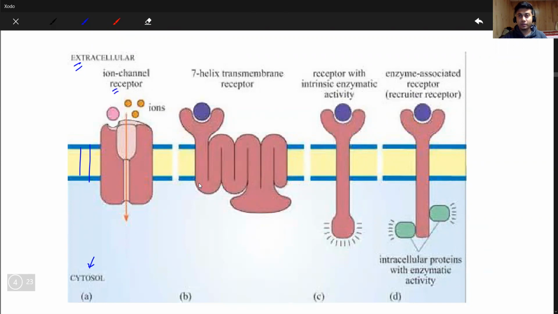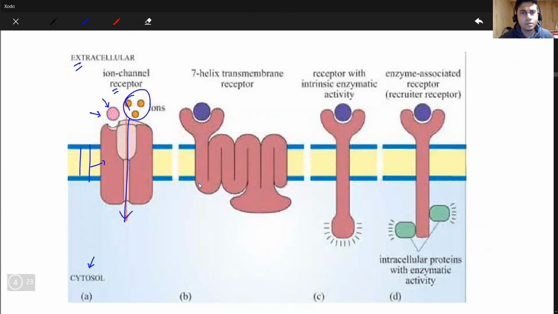One is the ion channel receptor. The name implies it: when some ligand binds to these ion channels, some ions can pass through. Here you can see this pink ball. It's the ligand. It binds to its receptor, and when it binds here, these ions are passing through this cell membrane.